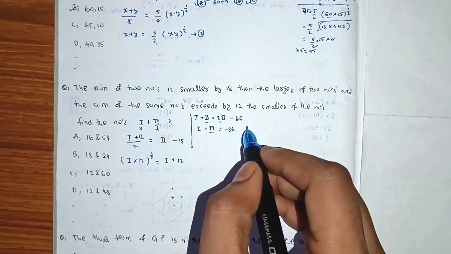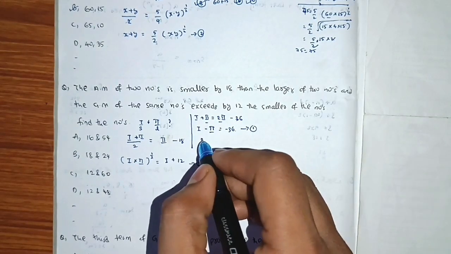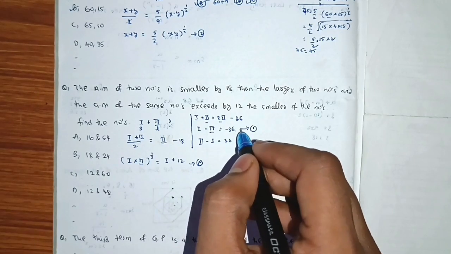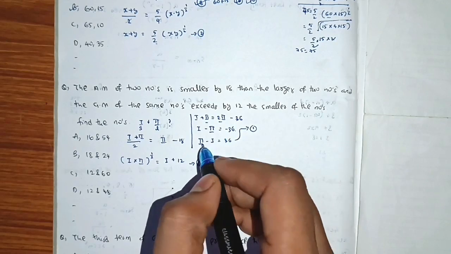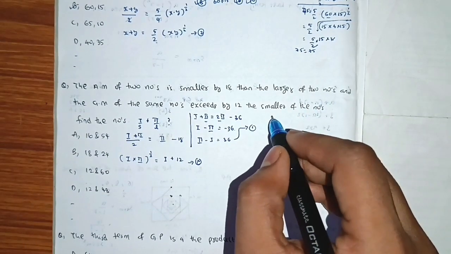Let us consider this as equation 1 and this as equation 2. We can write equation 2 minus equation 1, which equals 36. Same, take this as equation 1. Now 16 and 54, the option A is 16 and 54.